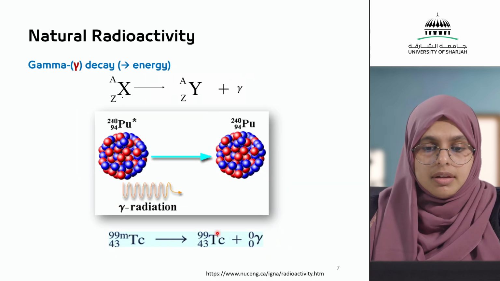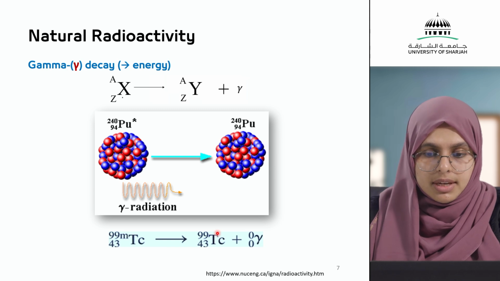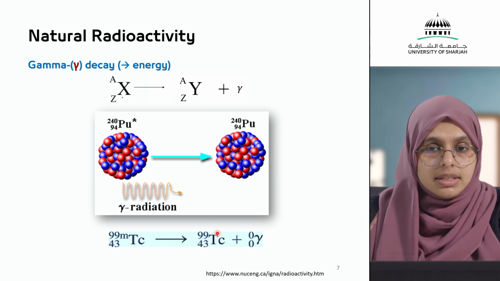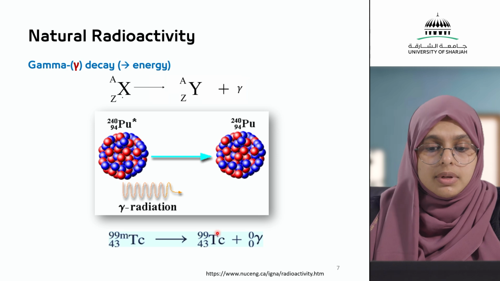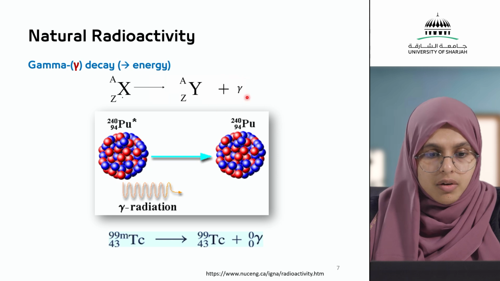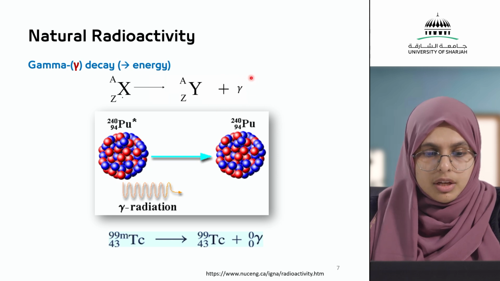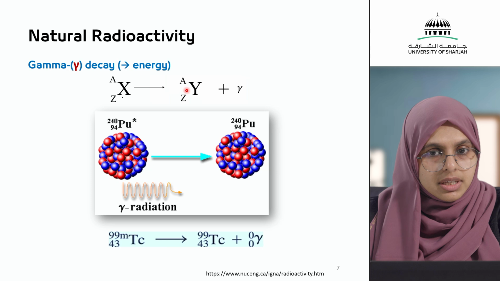Gamma decay. Very often, a nucleus that undergoes radioactive decay is left in an excited energy state. The nucleus can then undergo a second decay to a lower energy state by emitting a photon. A photon emitted in that way is called gamma rays. There will be no change in the atomic number and the mass number in this radioactive decay.